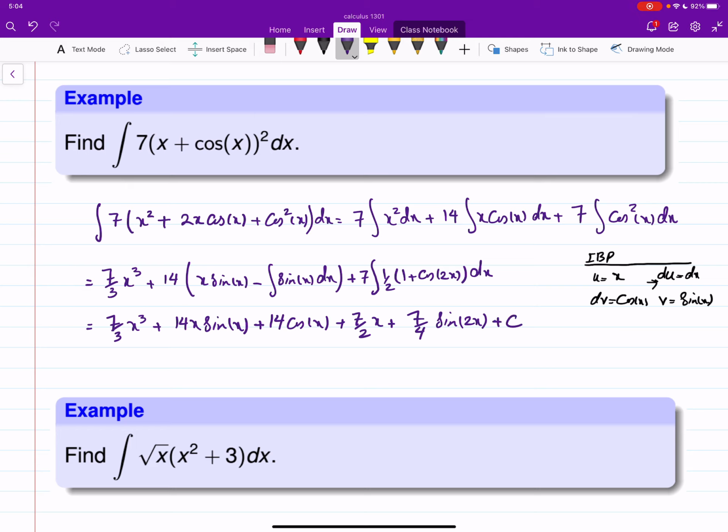So just by expanding, we turn the given integral into sums of three different integrals. For each one, we needed to use different techniques.